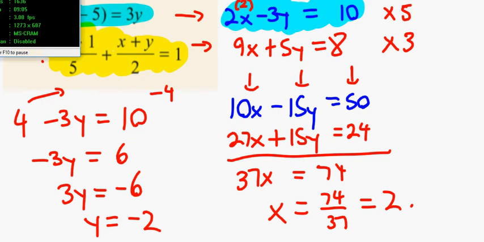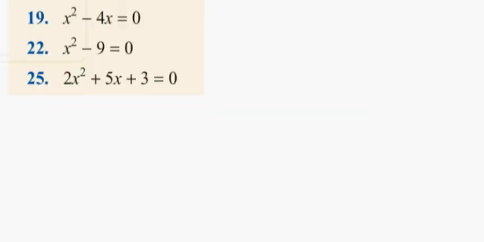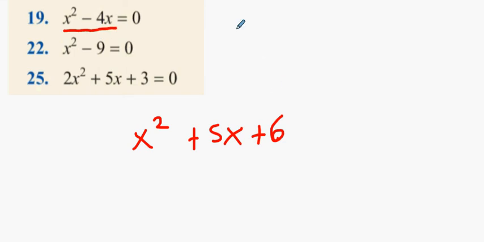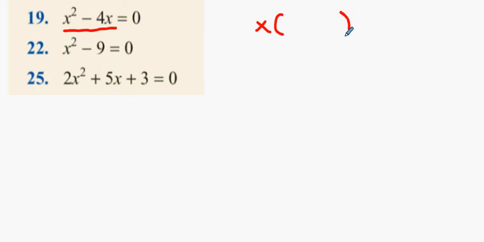Okay. Now, next one. There are three types of quadratic equation on the board. A quadratic equation usually has an x squared value, an x value, and a number at the end. Everybody agree with that? The first one is missing which part? It's missing the number at the end. In a case like this, you take out what they have in common. So what do x squared and 4x have in common? X. What's left over then? X into? X minus 4.